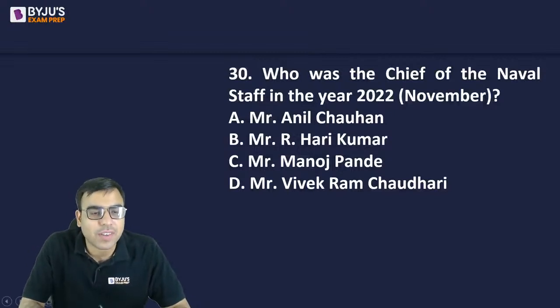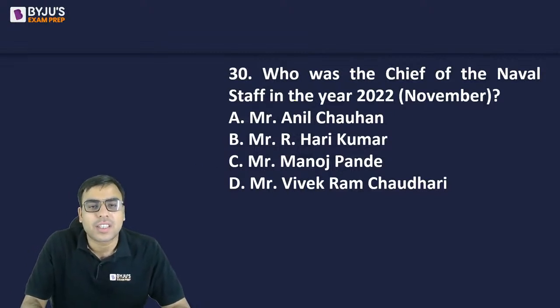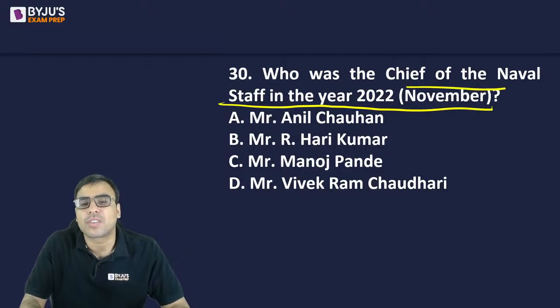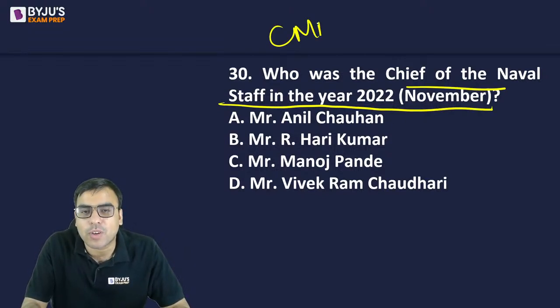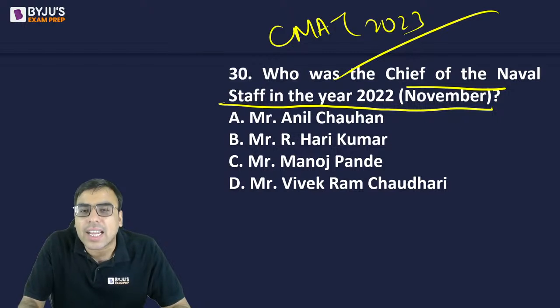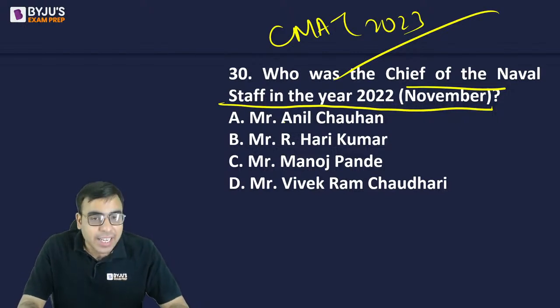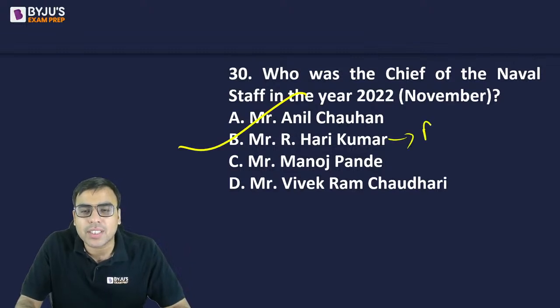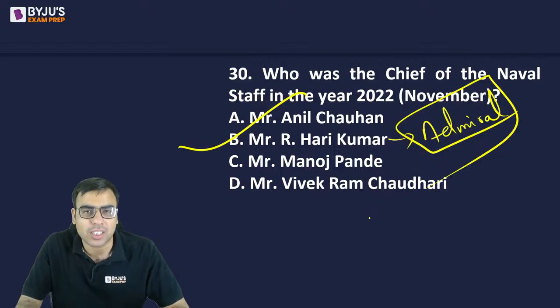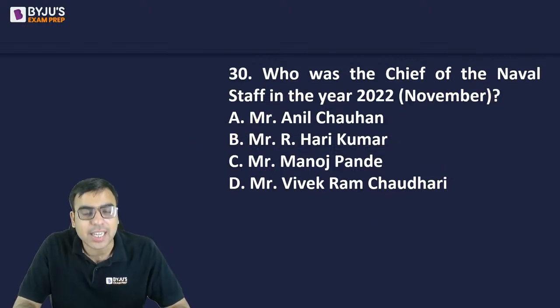Let's move on to the next one. Who was the chief of the naval staff in the year 2022? ये last year पूछा था actually, CMAT में question आया था 2023 में. At that time, he was actually the Navy Chief of India, and currently also he is the Navy Chief of India. His name is Admiral R. Hari Kumar. Admiral actually is the name of the post, or the designation. So B is the right answer to this question.